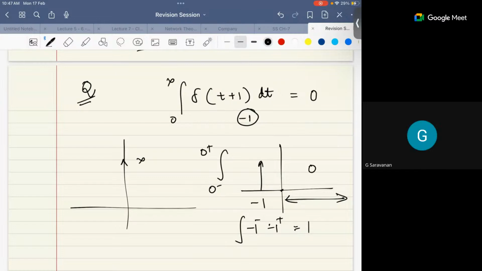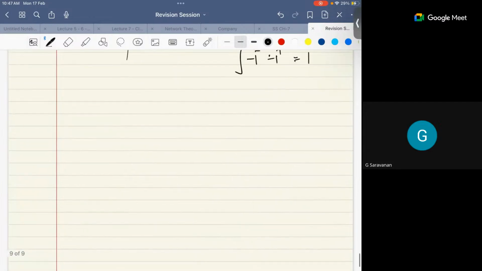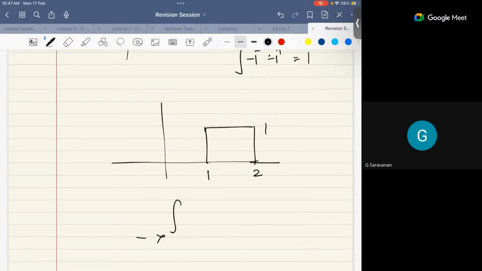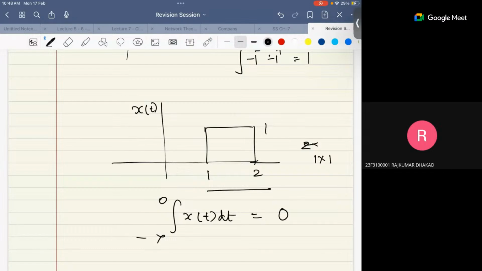So the limits play a role over here in defining the value of the delta. Correct. Let's for example, if you are calculating the area of this rectangle from 1 to 2, and you have been given the integral from minus infinity till 0, the area will be what? If this is x(t) and you have been asked to calculate the integration from minus infinity to 0, it will be 0 only, right? If you have been asked to integrate from 1 to 2, then only you will be calculating the area, 1 times 1, right?